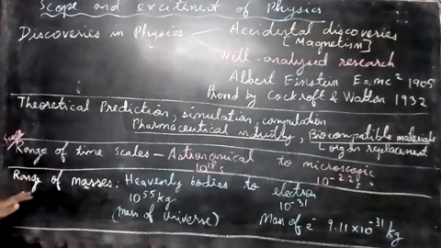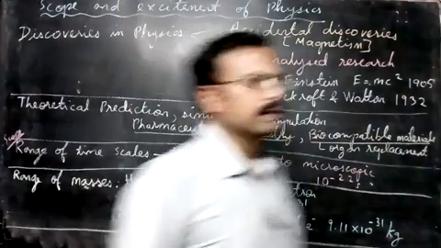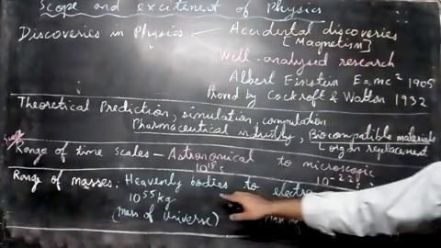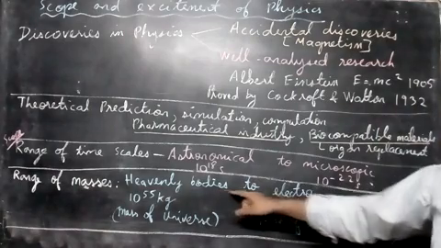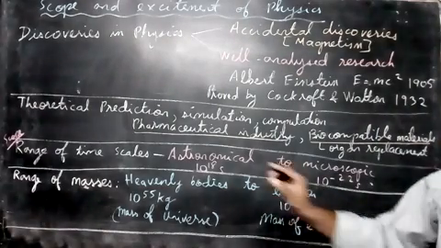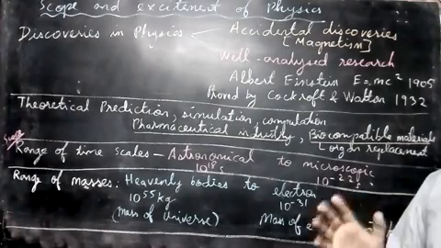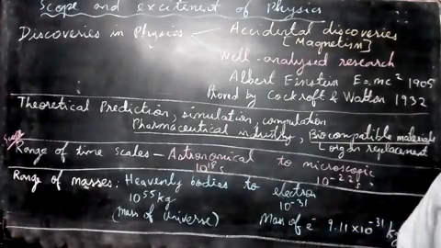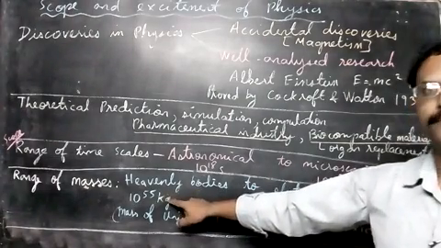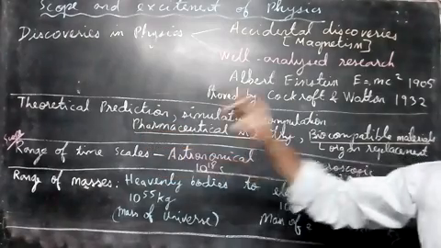Then the next one, range of masses. The range of masses goes from heavenly bodies to the electron mass. We can measure the mass of the observable universe, that comes to around 10^55 kilograms, that means 1 followed by 55 zeros.